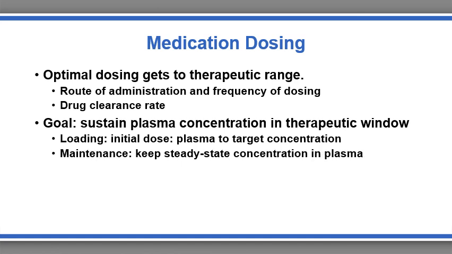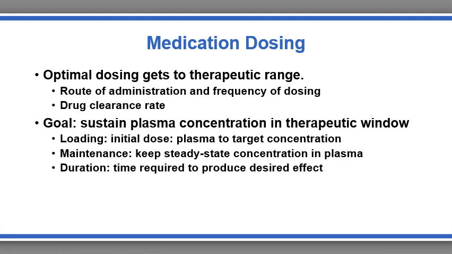Then you have a maintenance dose. So once a steady state concentration is in the plasma, whether that occurs as a result of a loading dose or whatever the protocol would be, that's where you're going to do a maintenance dose. And that's just to keep it at a steady state concentration in the plasma. So basically at a steady state, the dosing coming in is equal to the rate of elimination, or the rate of the drug getting eliminated from the body.